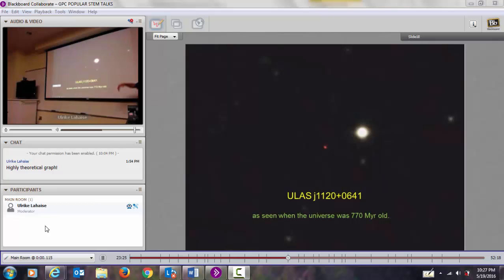So we do know that some of the most distant objects we can see are quasars. This fuzzball is an extremely distant quasar. That's something closer. It's not nearly as luminous as this thing, but it's just much closer. So we're seeing this as it was when the universe was only 770 million years old. Now it's almost 14 billion years old. So we're seeing this at a very large look-back time.